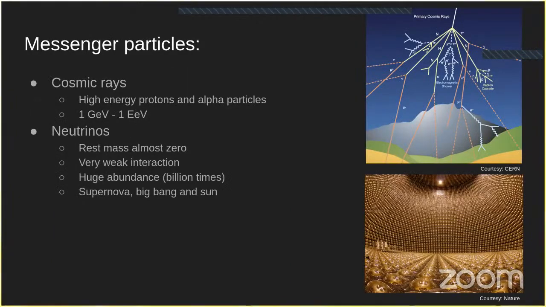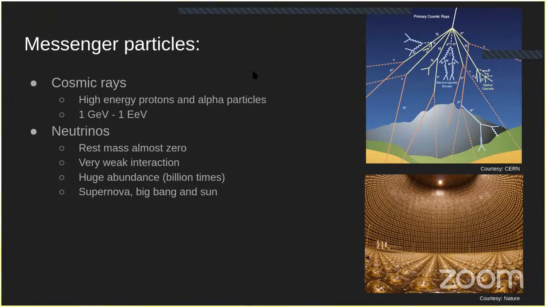Coming to messenger particles, this is the last technique that we are going to discuss. As the name suggests, these are particles which bring information to us. There are two important messenger particles. One is the cosmic rays and another is the neutrinos. Cosmic rays are nothing but high energy protons or alpha particles. Alpha particles are nothing but the nucleus of a helium atom. So these are very high energies. The energies can go from 1 giga electron volt to 1 exa electron volt, which is tremendously high.